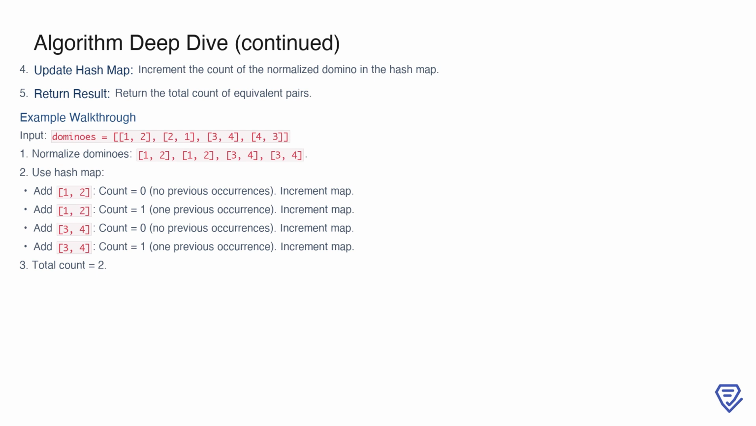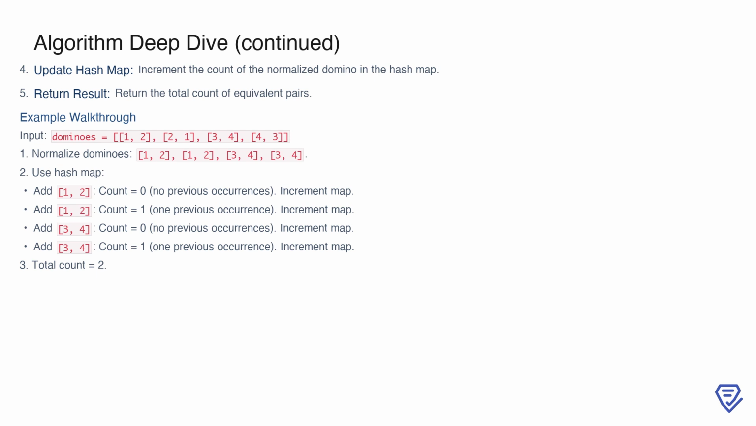For every new domino, we check how many times its normalized form has already been encountered in the hash map. The count of these prior occurrences gives the number of equivalent pairs for that domino, which we add to the total count. We then update the hash map to include the new domino.